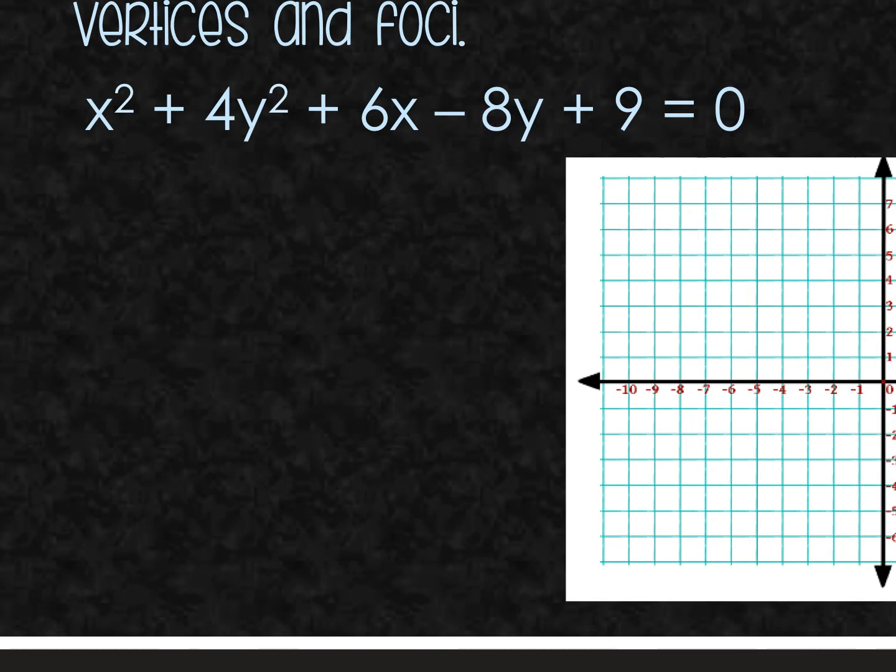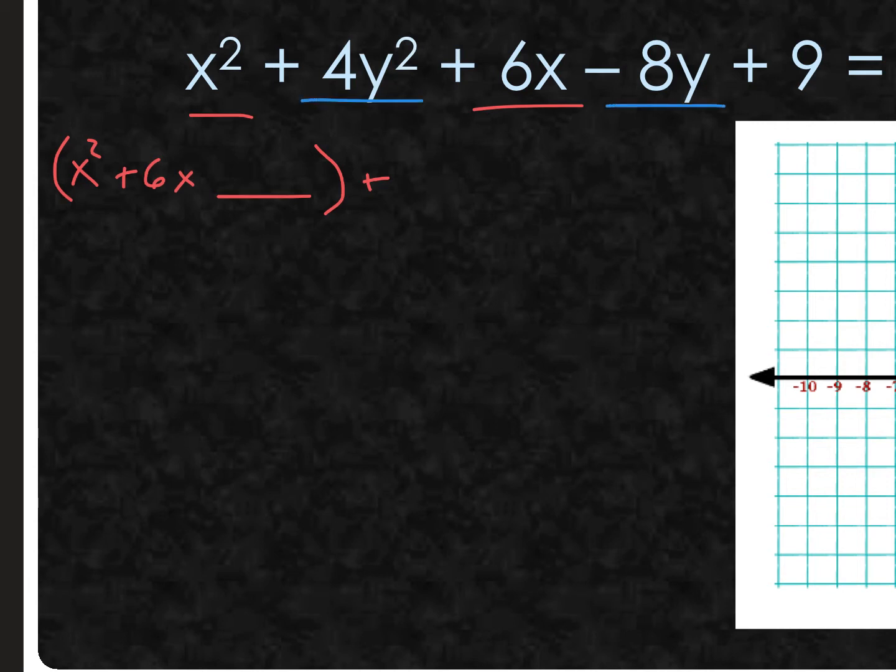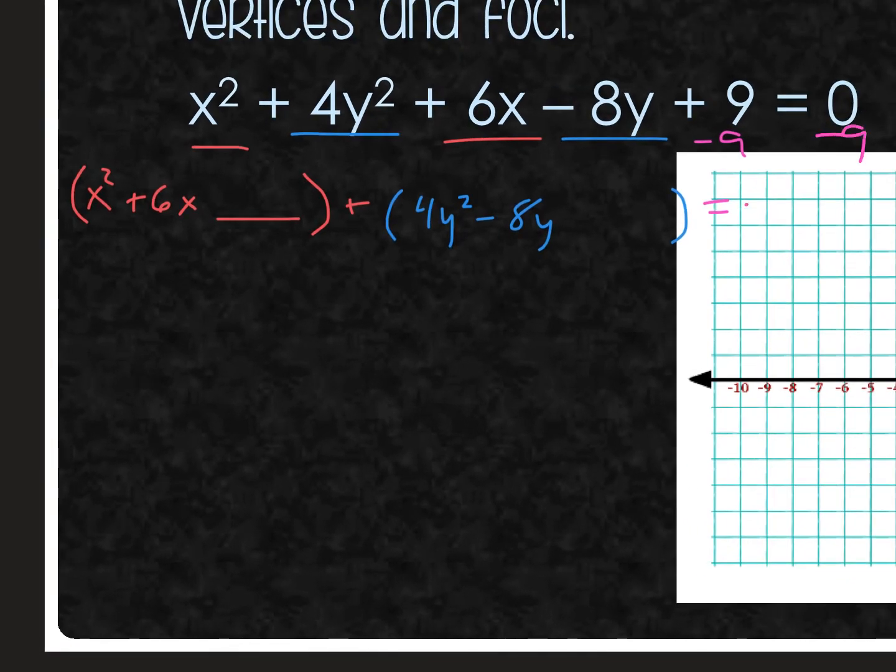So completing the square, we want to put all of our x's together and put all of our y's together. So we have x squared plus 6x. I'm going to leave a space in there for that number that's going to help me complete the square. And then I have my y's that I'm going to put together. So 4y squared minus 8y. I'm going to leave a space for that number that's going to help me complete the square. And I want to move all my constants to the other side, so I'm going to subtract 9 on both sides. So this is equal to negative 9.